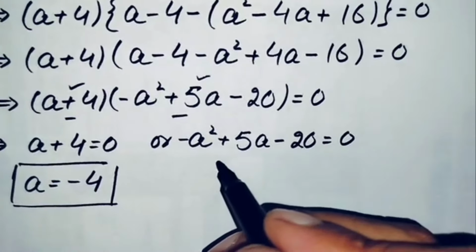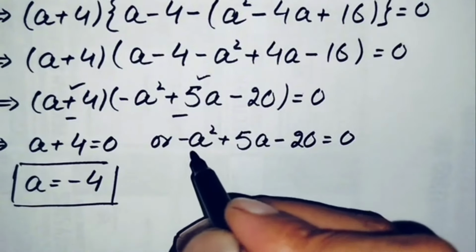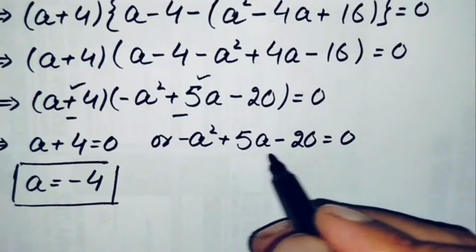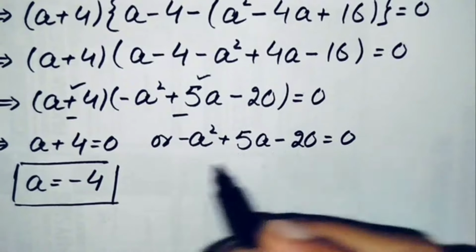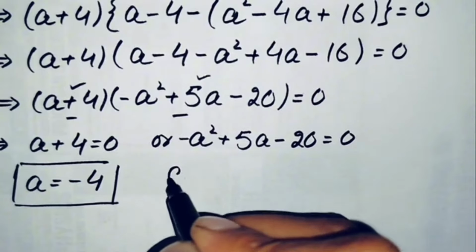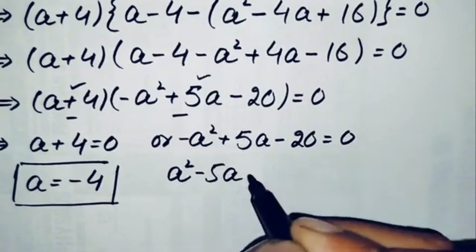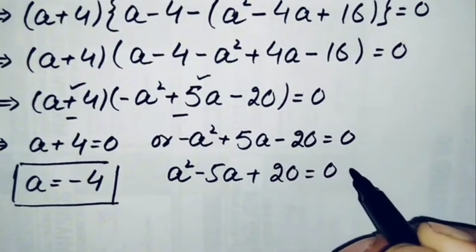Now here we will solve this quadratic equation. So first of all we will make the coefficient of a square positive. Now to make the coefficient of a square positive we will multiply this equation by negative 1. So multiplying negative 1 with this equation, the sign of each term will be changed. So this will become a square minus 5a plus 20 is equal to 0.